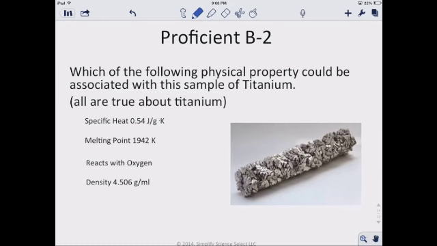Next one, it says which of the following physical properties, so we're just looking at physical properties, could be associated with this sample of titanium. All are true about titanium, but which one is a physical property? So we have specific heat, that would be physical. Melting point, that would be physical. It reacts with oxygen. To test to see if it reacted with oxygen, we would actually have to react it. So that would be a chemical property. That's how it reacts with something else. But density, on the other hand, that would be a physical property. So specific heat, melting point, and density.